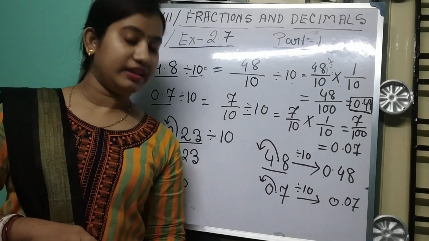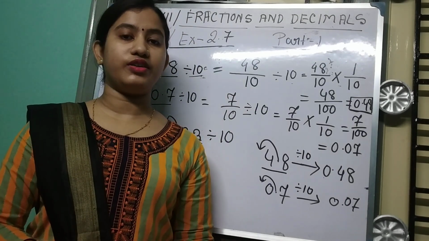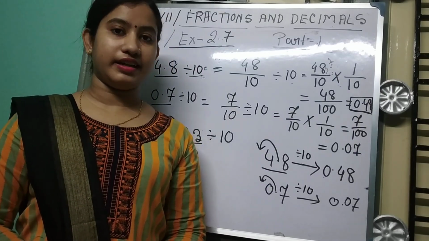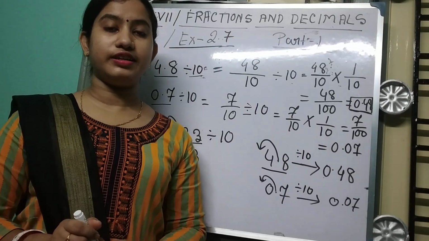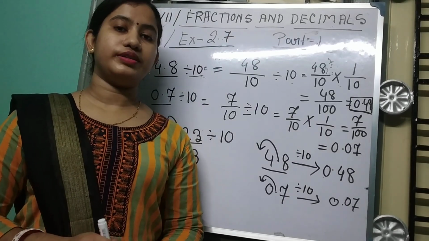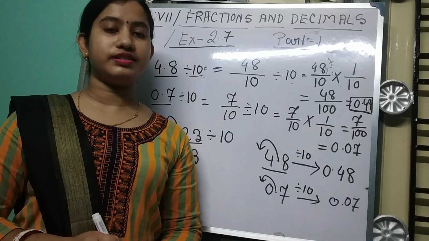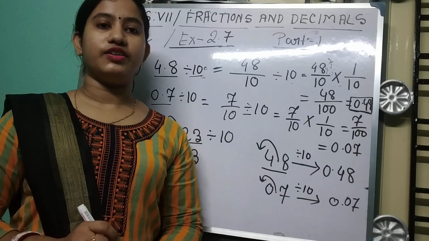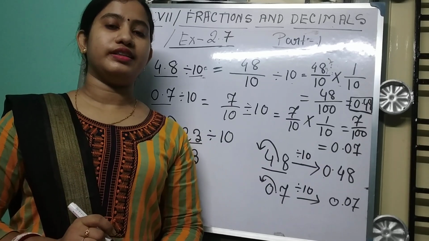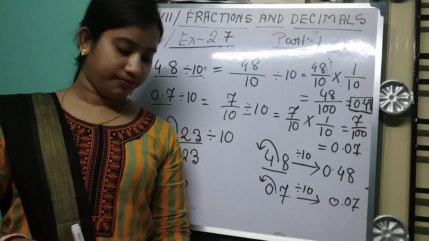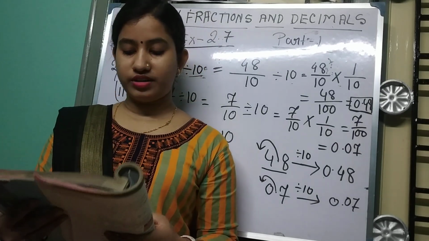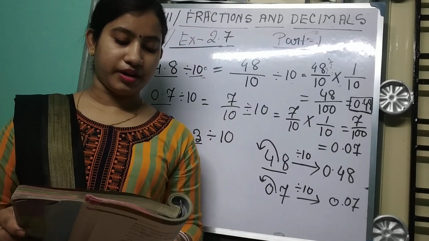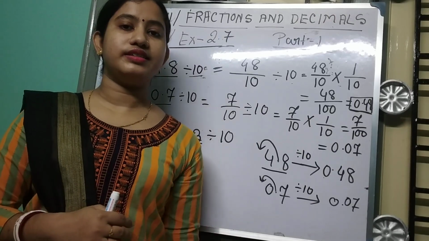Now we see that from exercises 2.6 and 2.7, if we divide a number by 10, then we shift the decimal point by 1 place to the left side. And if we divide a number by 100, then we shift the decimal point to the left side by 2 places. So this is exercise 2.7, parts 1 and 2. You should try at home numbers 1 and 2 in this similar way.